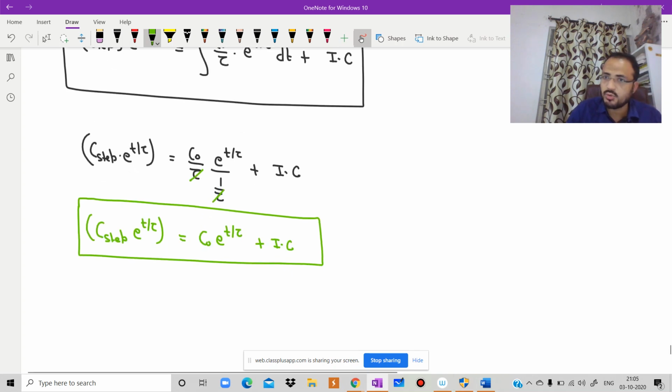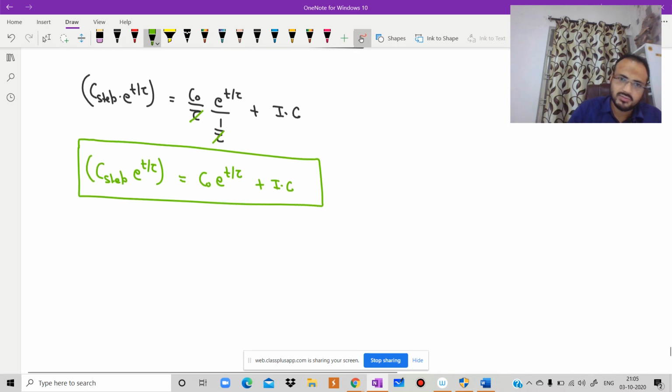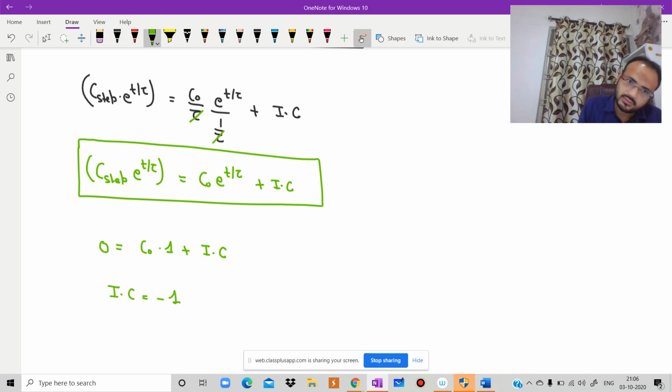Now our next task is to calculate this integration constant. At time t equal to 0, C step is 0. So you will write 0 is equal to C naught into 1 plus integration constant. So the value of the integration constant is equal to minus 1. Sorry, minus of C naught. Its value is minus of C naught.